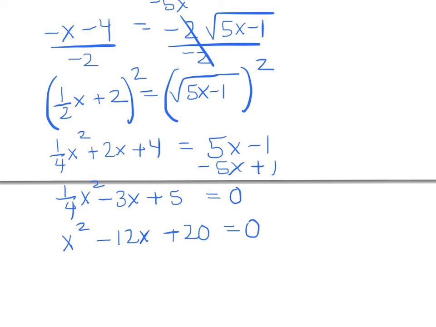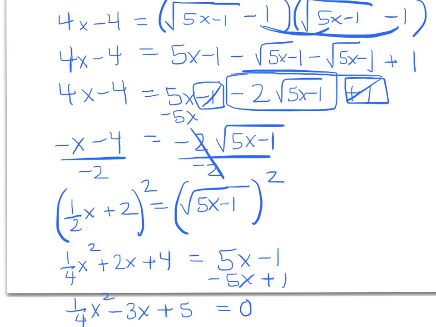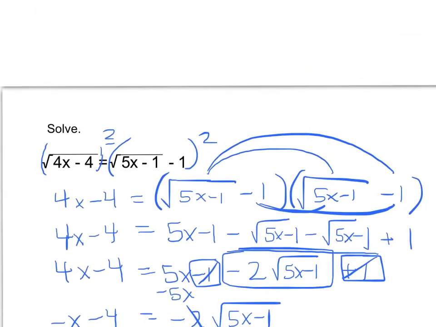So are there factors of 20 that add up to 12? And thankfully there are, so negative 10 times negative 2 would add up to that. So I'm going to go ahead and factor it down to x minus 10 and x minus 2, which means my solutions appear to be 2 and 10, but before I jump the gun I want to check for extraneous solutions. So I'm going to go back up to the top. X appears to be 2 and 10, and I'm going to plug them in.